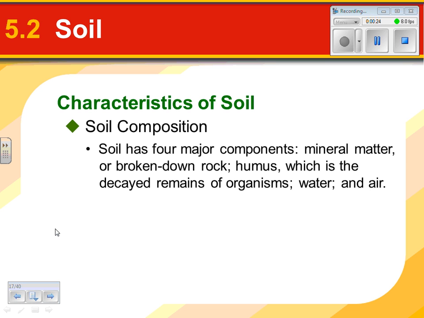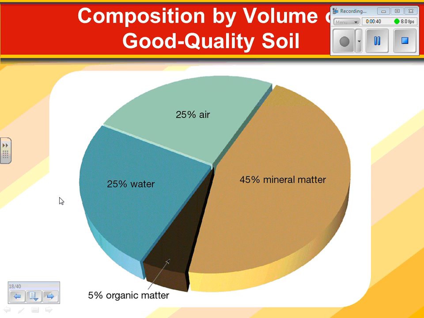Soil composition. Soil has four major components: the mineral matter, or broken down rock, the rock fragments; the humus, which is the decayed remains of organisms or the organic matter; water; and air. What it looks like graphically in a pie chart: most good quality soil is 45% mineral matter, 5% organic matter or the humus, 25% water, and 25% air.